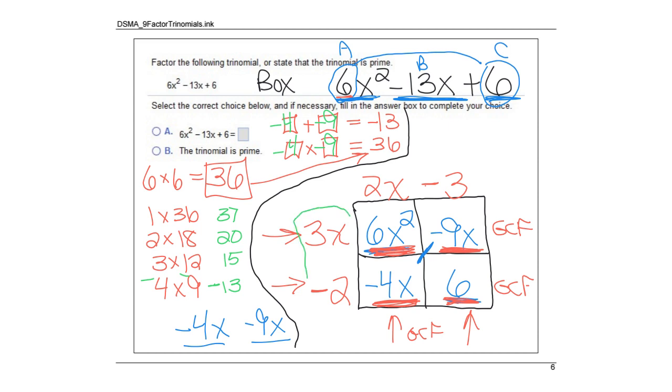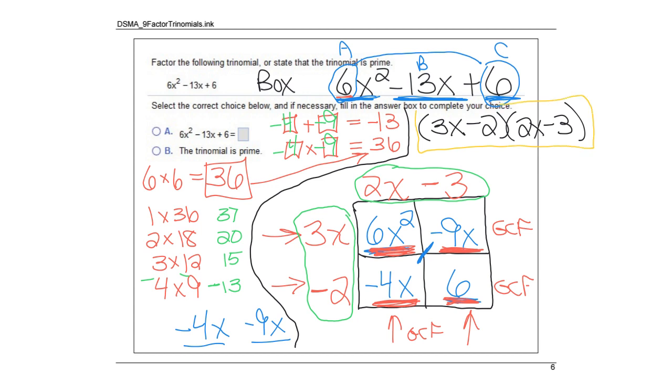My answer is right here. I have got 3x minus 2 times 2x minus 3. And I don't have another color. I wish I had another color so I could make a yay balloon here. All right, so that is factored. So let's come over here and check it though.